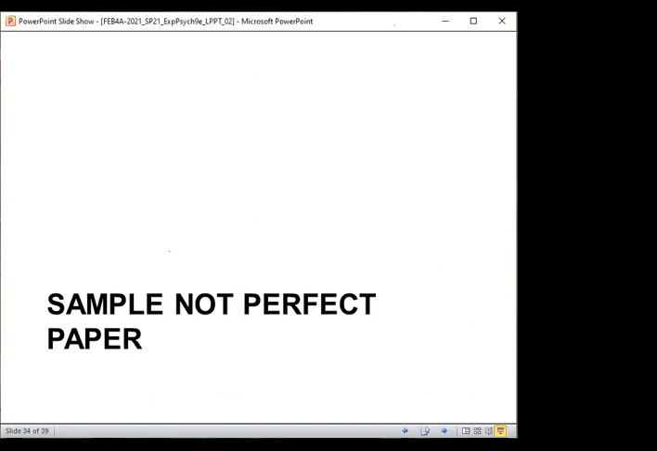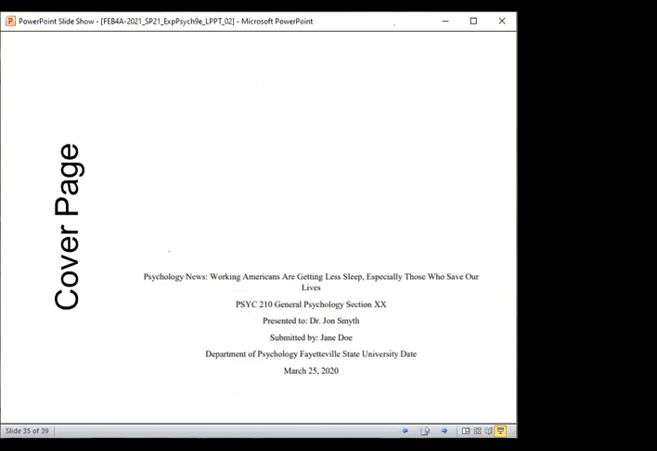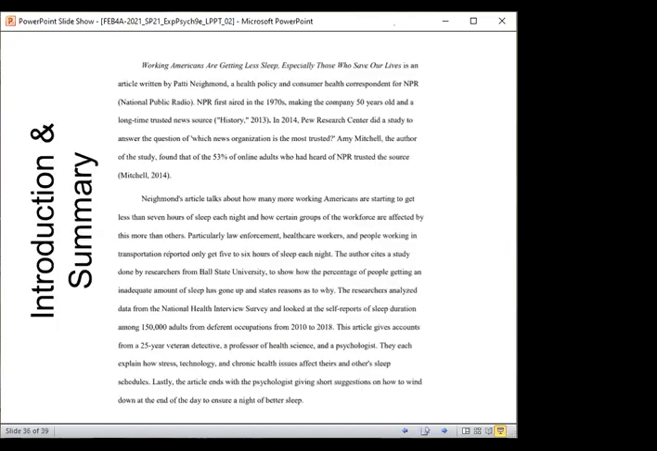And here's a sample, not perfect paper, but a sample one. This person did, working Americans are getting less sleep, especially those who save our lives. Obviously talking about first responders. You can see the cover page here, for the most part, it is mentioned there. Then we have the first part. This is an article written by, it identifies the author and who the author is associated with. It talks about the organization itself, NPR, aired in the 70s, making the company 50 years old, so on. So it gives me some sort of historical idea of who this person is and who they work for.